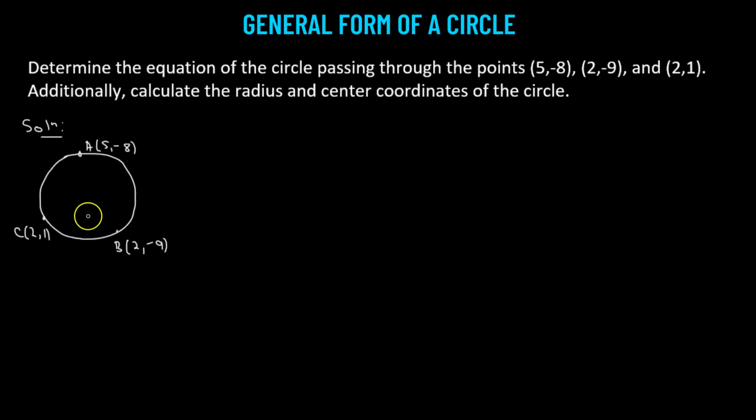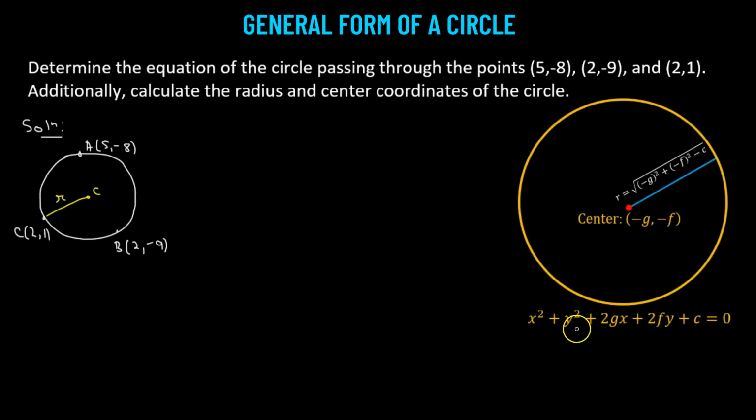Now whenever we want to find the equation of the circle, we need two pieces of information: one being the coordinate of the center and the other the radius of the circle. To find these, we will use the general form of a circle. The general form of a circle is given by this equation: x squared plus y squared plus 2gx plus 2fy plus c equals 0, where g, f and c are constants. The coordinate of the center is given by (-g, -f), and the radius is given by this particular equation. So we'll start with the general equation.